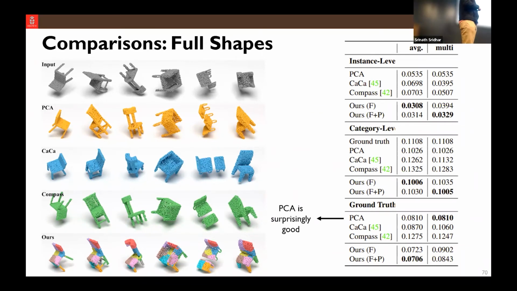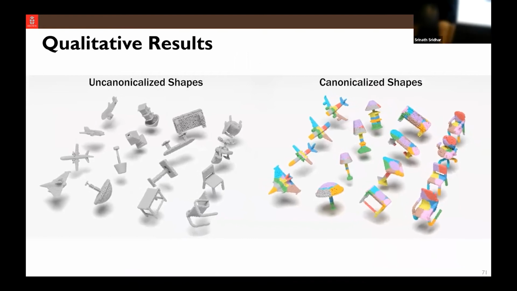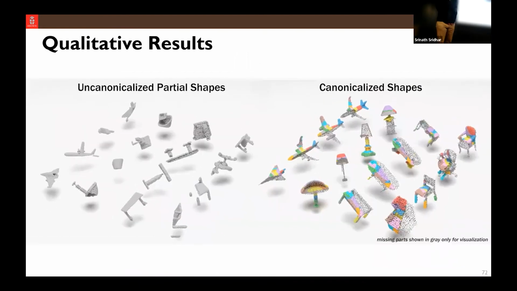Yeah, symmetry is one of the limitations right now. Right now, we don't handle symmetry at all. And I'll show some failure cases. Yeah, PCA also doesn't handle symmetry.